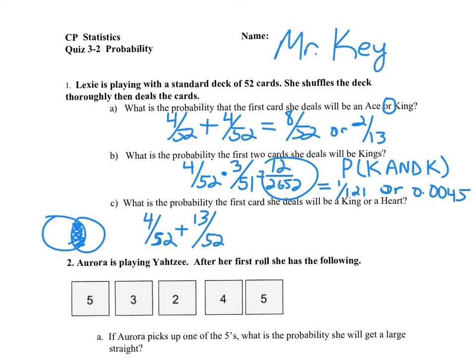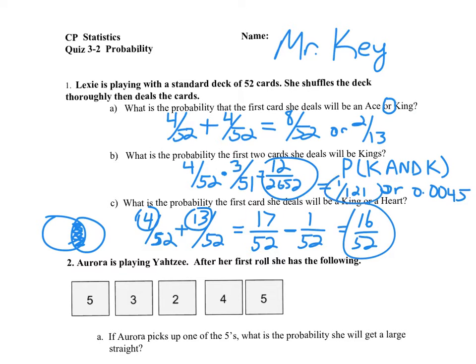Except if I add the 4 and the 13 now, I've counted the king of hearts with the kings in that 4, and I've counted the king of hearts with the hearts, that 13. So I do have to subtract the probability of a king and a heart, and that's your 16 out of 52. You could reduce that and put it in decimal form as well. There's the 3 answers for 1, A, B, and C.